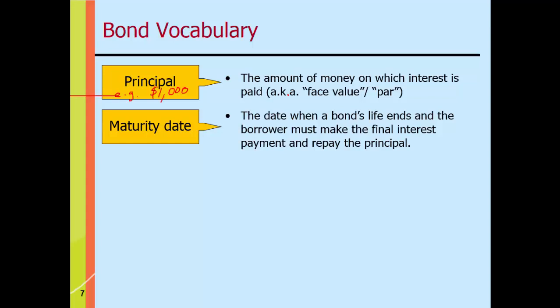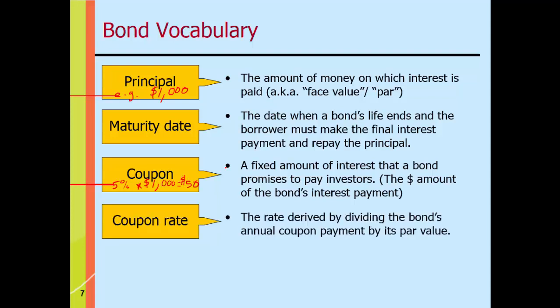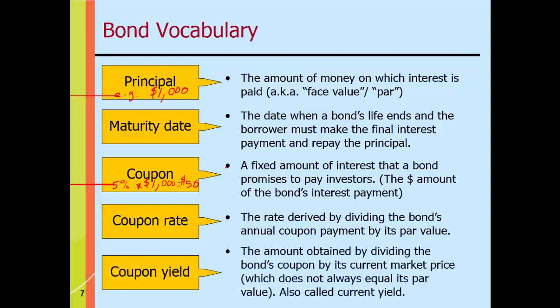It's typically $1,000. And of course, if a company wants to borrow $1 million, they just issue 1,000 bonds. Coupon is the interest payment. So if we have a 5% bond, the interest payment is 5% of $1,000, which of course is $50. So we would say that bond has a $50 coupon. The coupon rate then is the coupon payment expressed as a percent of the bond's par or principal. So that $50 coupon would translate into a 5% coupon rate. And then the coupon yield. Now the coupon yield is often different from the coupon rate, as we'll explore in a few minutes, because the bond's value could rise or fall in the market.